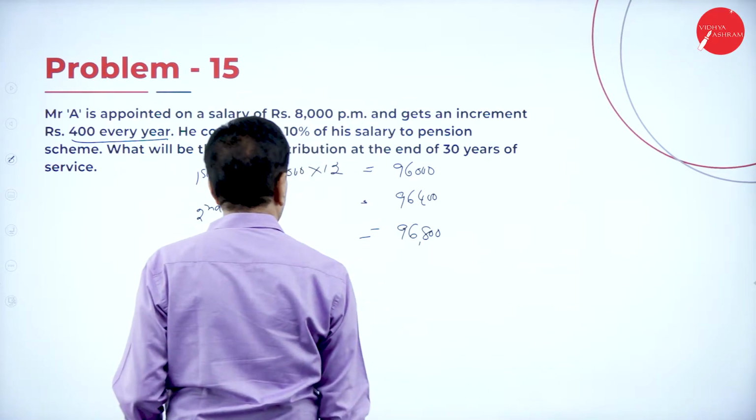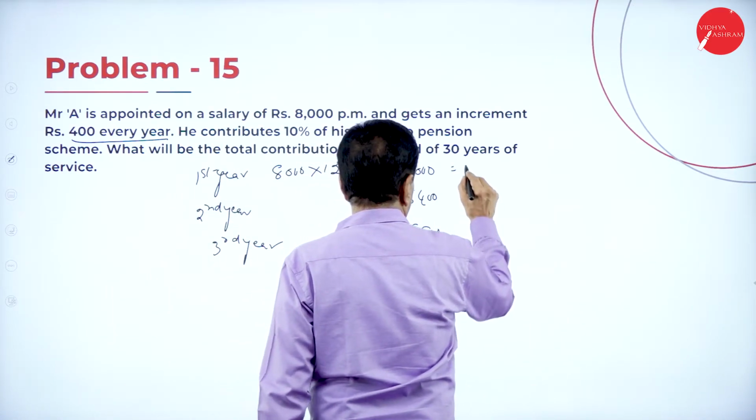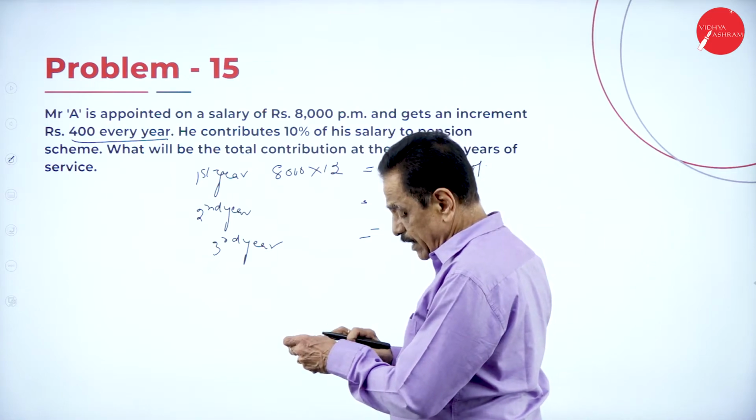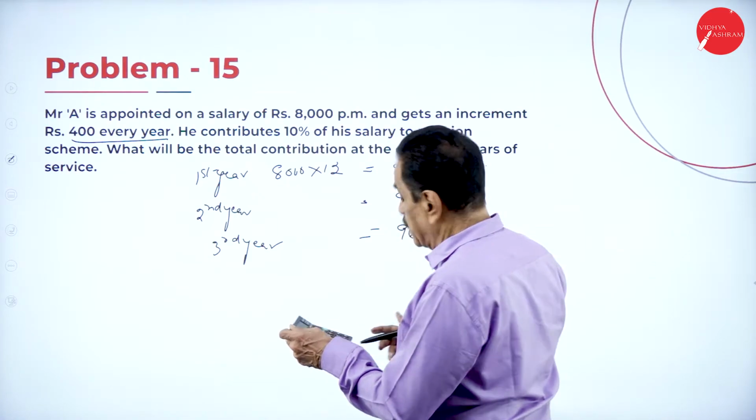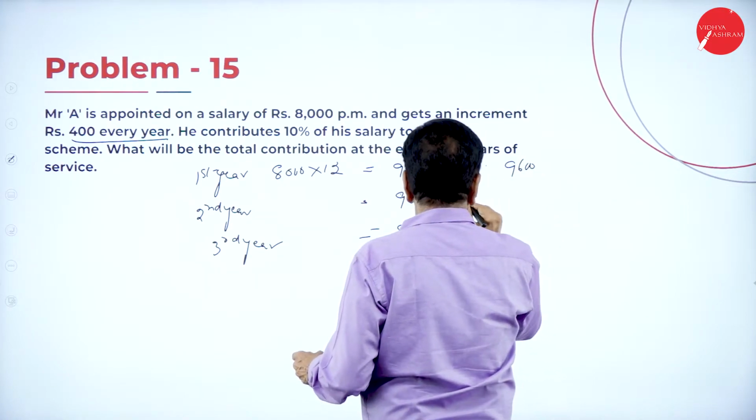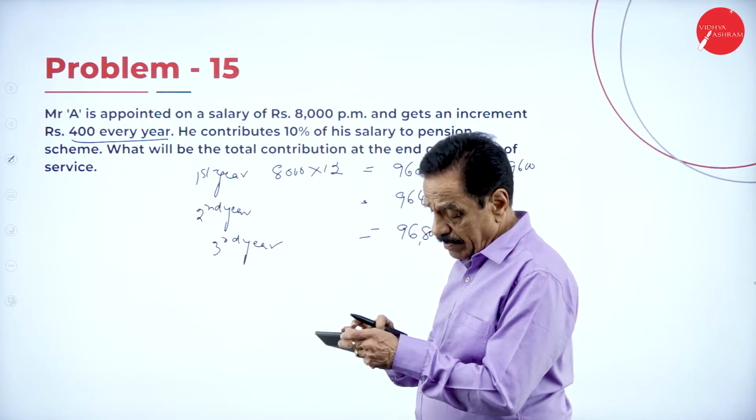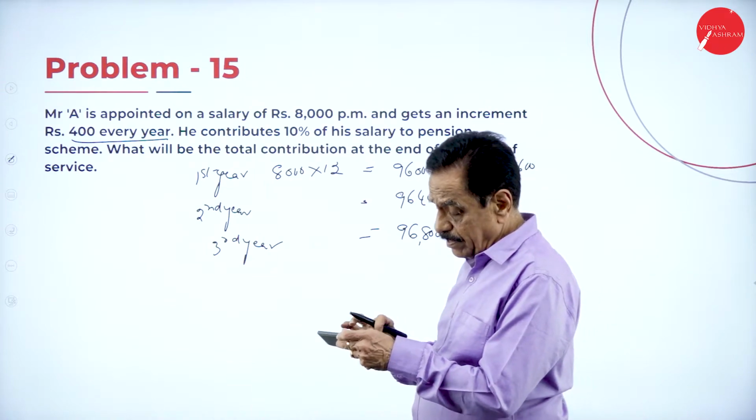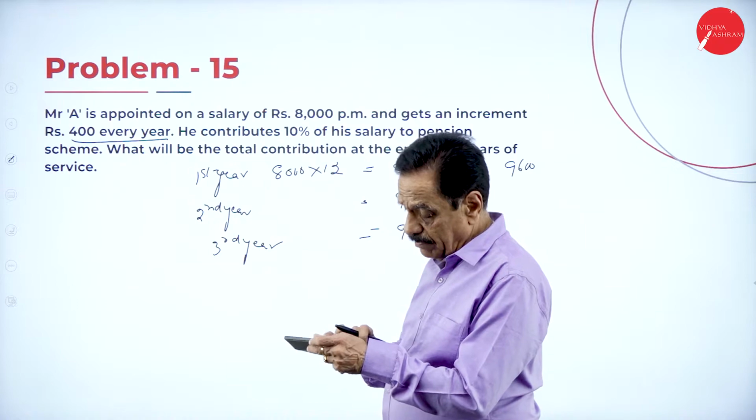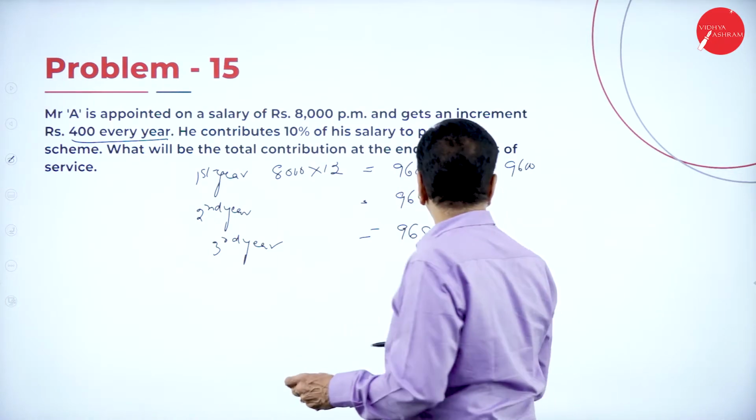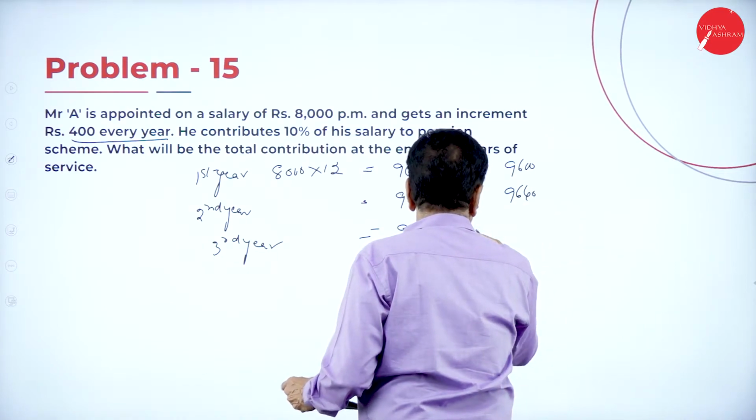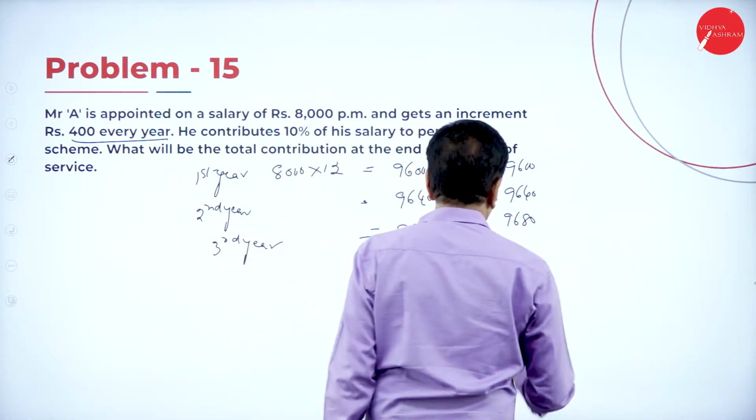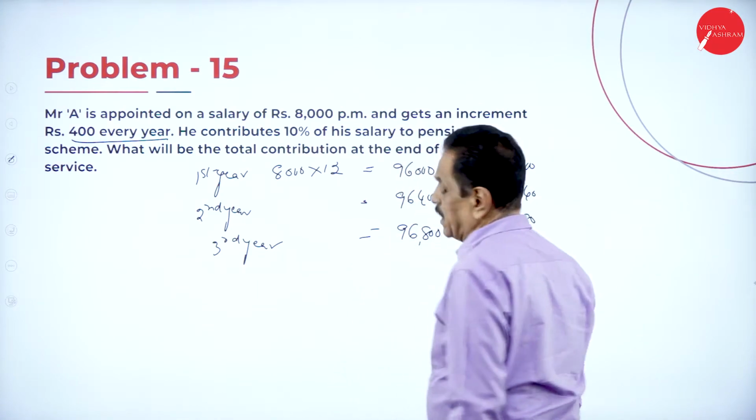Now 10% of this: 96,000 into 10 divided by 100 is 9,600. 96,400 into 10 divided by 100 is 9,640. Then 9,680. It will go like this.